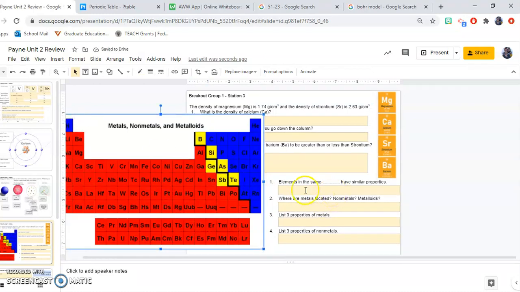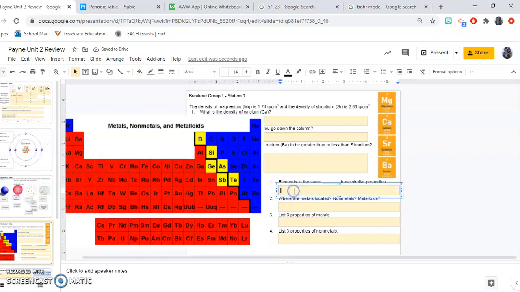So elements in the same blank have similar properties. Now, this is just like the example I gave about you guys, right? You have a family, and your family and you have very similar properties to each other, whether you like to admit it or not, right? So, elements in the same family or group, because you could say the same thing about your close friends, your friend groups, right? You guys have similar properties, similar characteristics. You behave the same. So, families and groups are going to have the same properties.